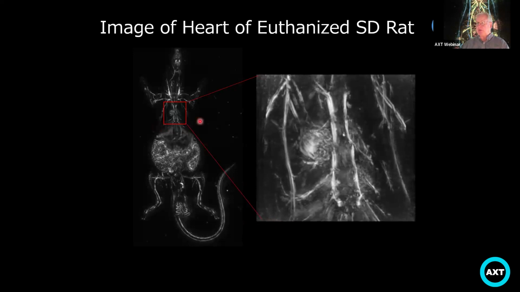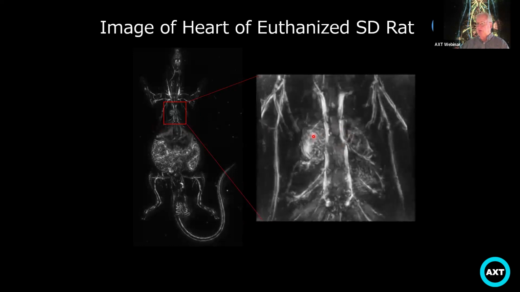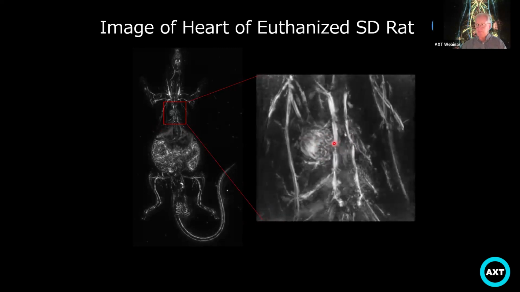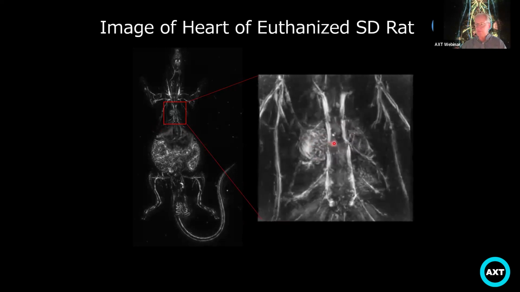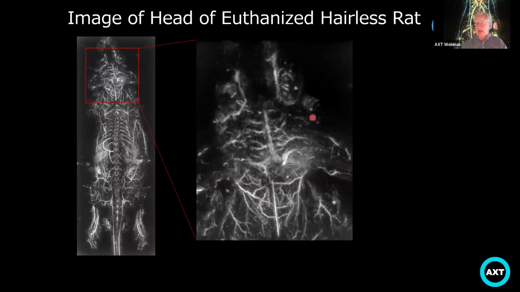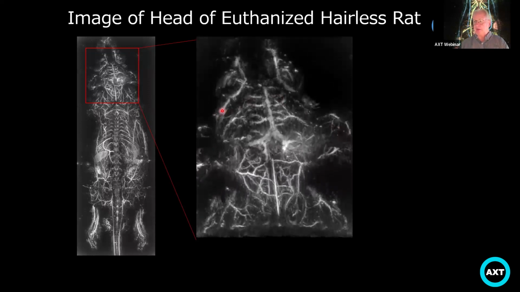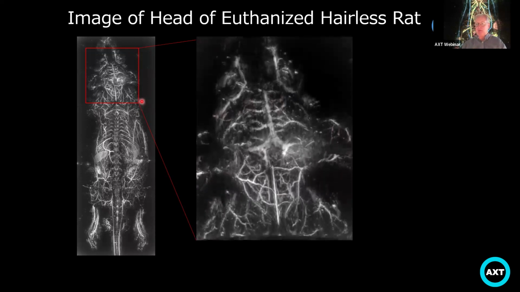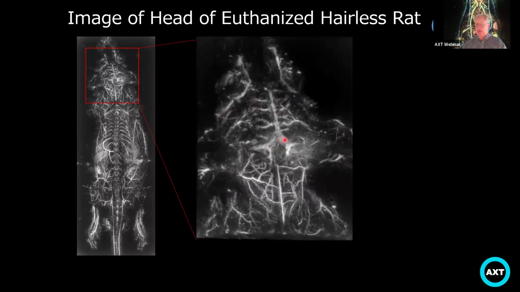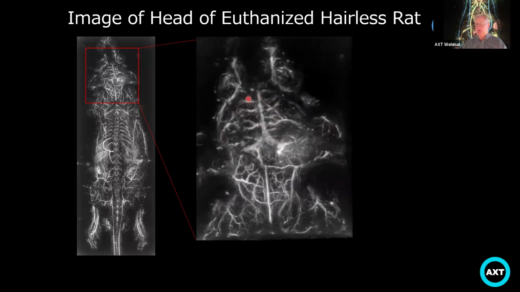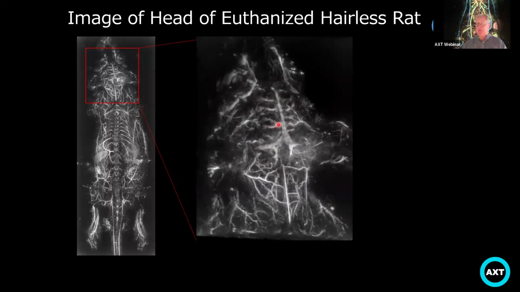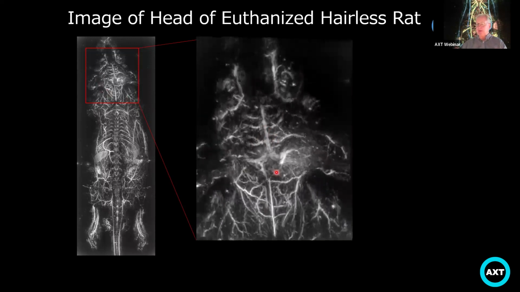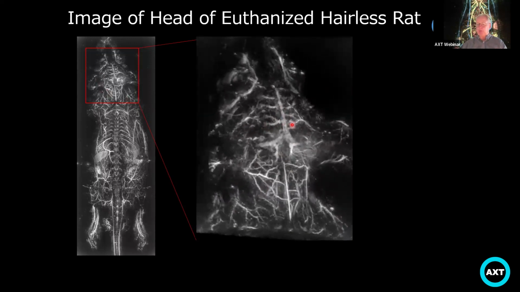And likewise, this is looking at a rat heart. And what is quite surprising is that the sensitivity of this system is even able to image the cerebral blood vessels of a hairless rat through its skull bone. So again, quite remarkable.